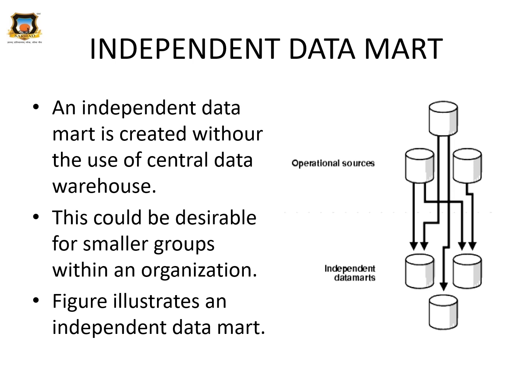Second type is an independent data mart. So here an independent data mart is created without the use of a central data warehouse. This could be desirable for a smaller group within an organization. So here the figure shows the operational sources, meaning different departments or different data sources directly store their data in the data mart.